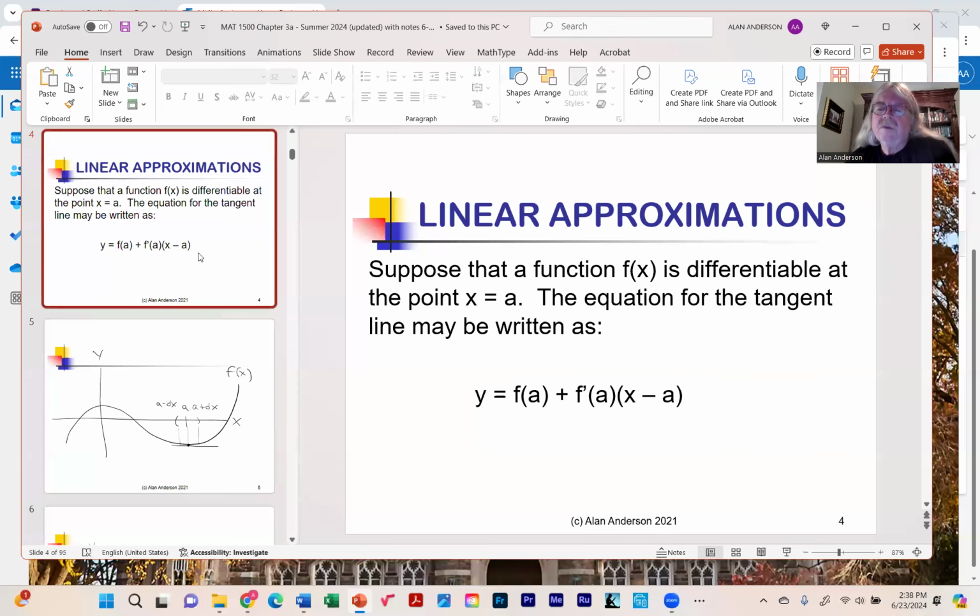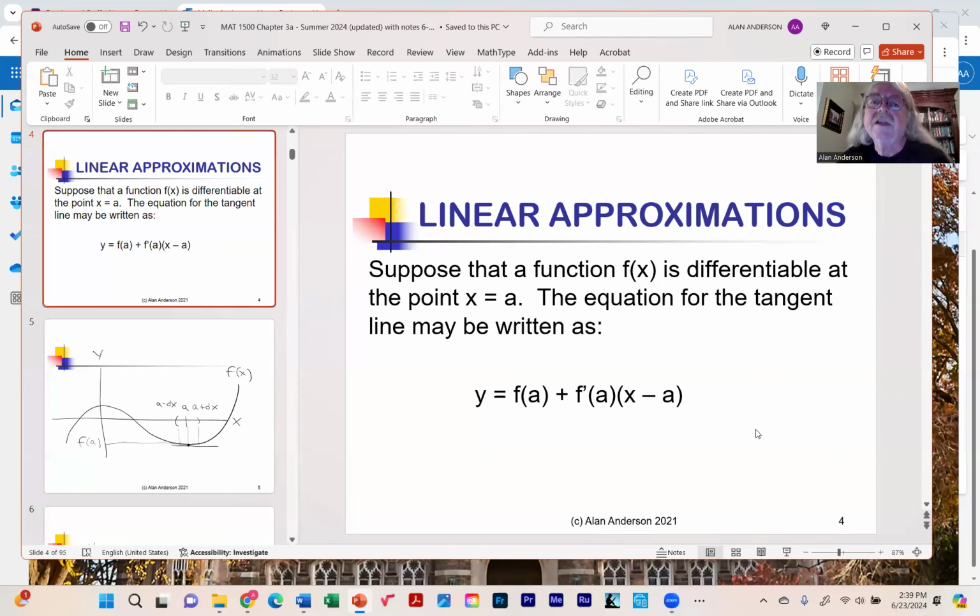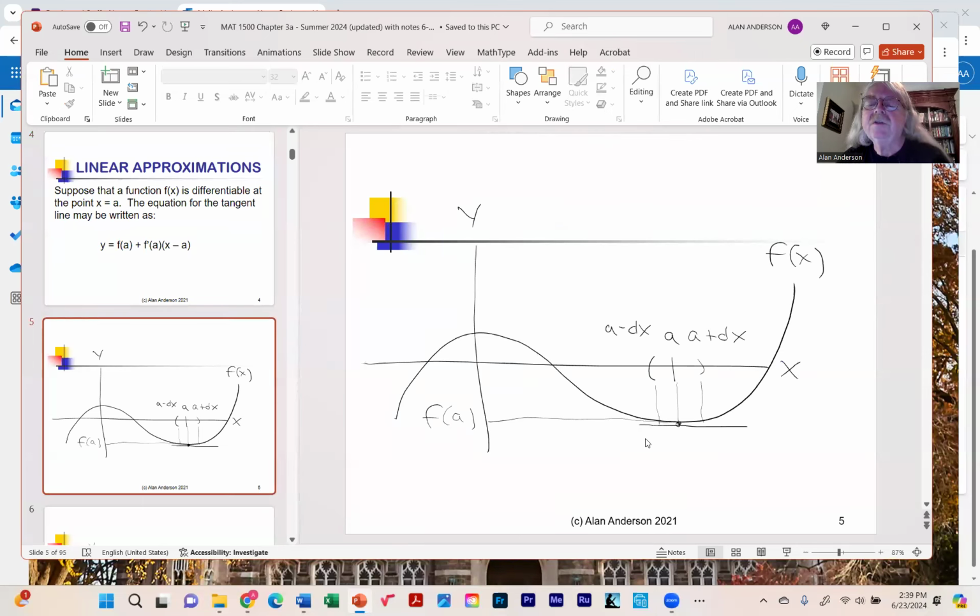Now, this is the formula. And what we're going to do now is take a step back and see why this is, in fact, the correct equation for a tangent line at this point. By the way, one more thing that I should have labeled here is that if this is A, this is f of A. We're going to need both of those in our equation for the tangent line, as you can see. Anyway, so here's what we're going to do.